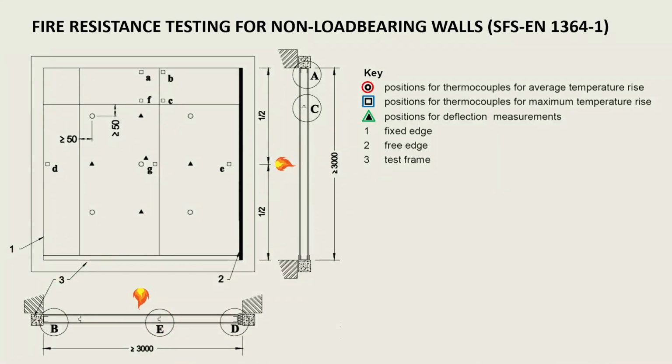Fire resistance tests for walls made from prefabricated panels must comply with EN 1364-1 standard. This figure highlights the placement of thermocouples for temperature measurement. Red circles indicate points for measuring the average temperature rise, while blue rectangles show locations for tracking the maximum temperature rise. Additionally, the test includes the deflection measurement points.